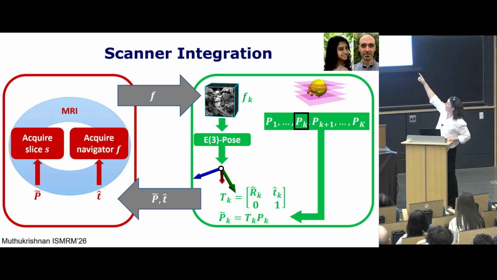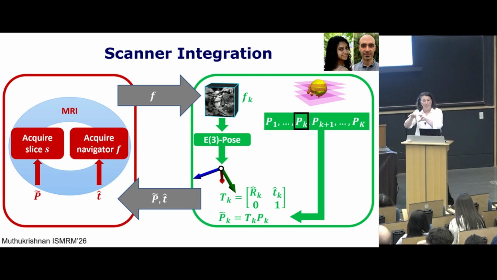We run our little network, we figure out the pose, and we append that pose to the prescribed imaging plane that I wanted to acquire. One way to think about it is there is a ticker tape of prescribed slice planes, and I augment each one of them with the estimated pose so that it's in the coordinate system of the baby's head rather than the global coordinate system.